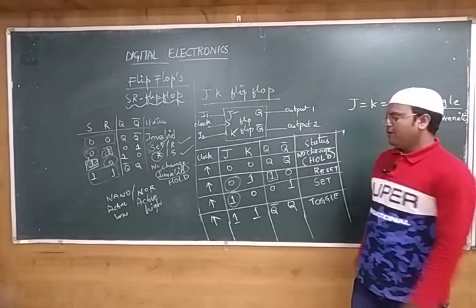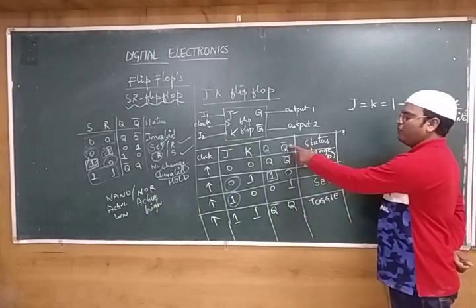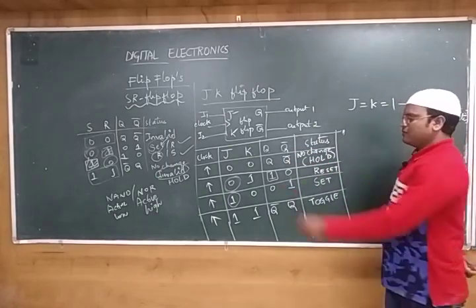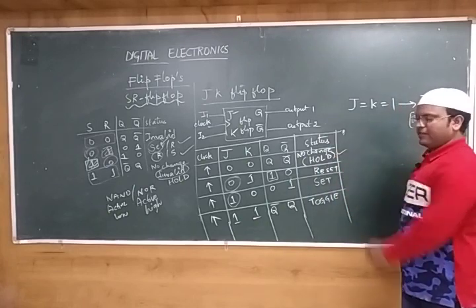How to design it? When both are 0, 0, the Q output would be the same Q, and the output of the second, Q bar, is again Q bar. So since the states are not changing, it is called no change or hold condition. That is the first thing.